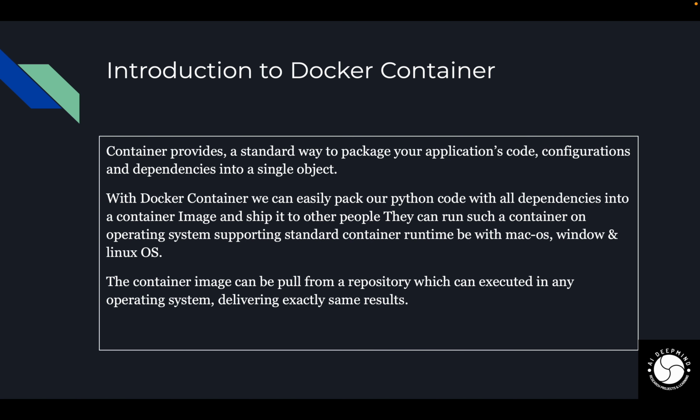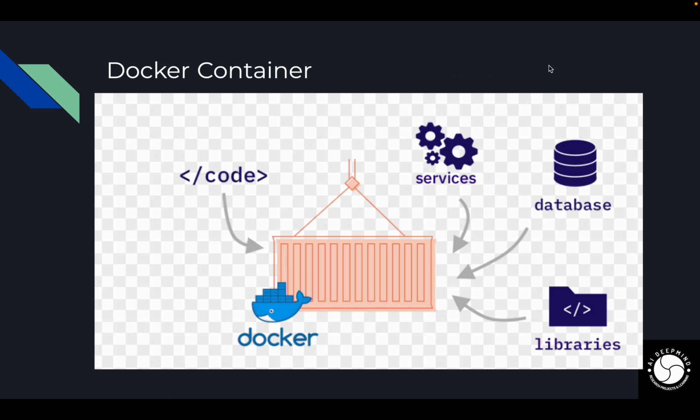So basically what we do with Docker is we have the container. A container provides a standard way to package your application code, configuration and dependencies into a single object. You have a Docker container. This is how it looks, the way they have published it on their website, and this is basically your container.